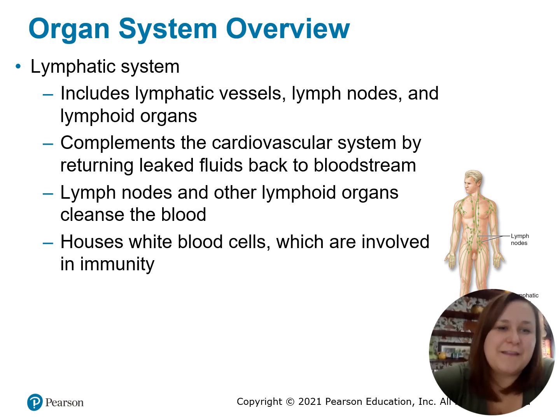We will also cover the lymphatic system. This is going to include our lymphatic vessels, our lymph nodes, and our lymphoid organs. This is going to complement the cardiovascular system by returning those leaked fluids that we pull back into the bloodstream. Lymph nodes and other lymph node organs are going to help us clean our blood. So that is one of the primary purposes of this. It is also going to be the home of our white blood cells, which are going to be very involved in immunity.